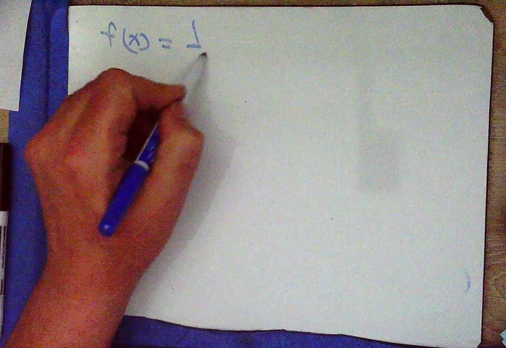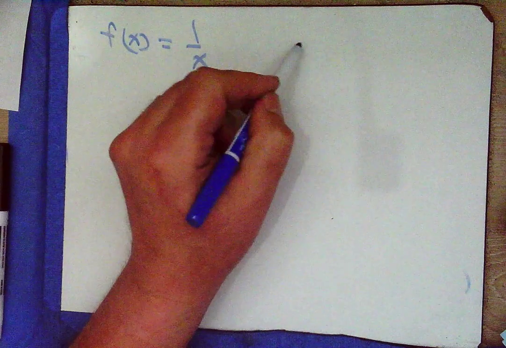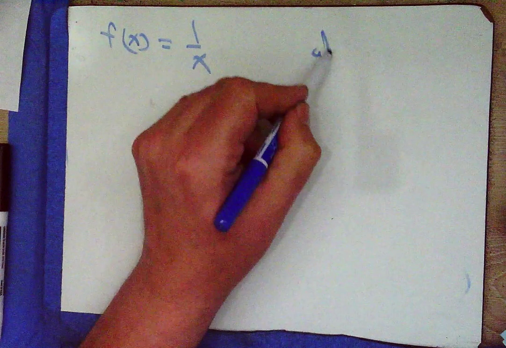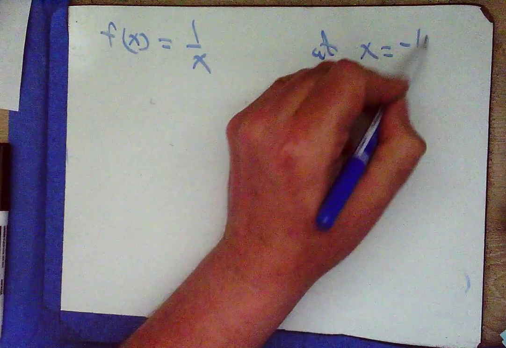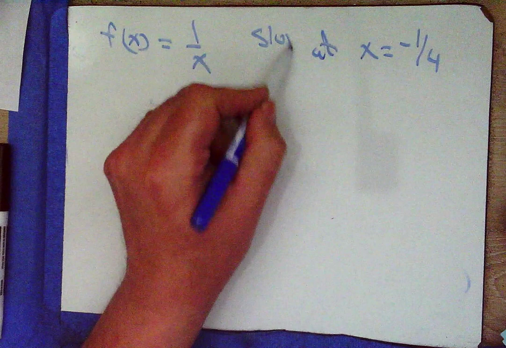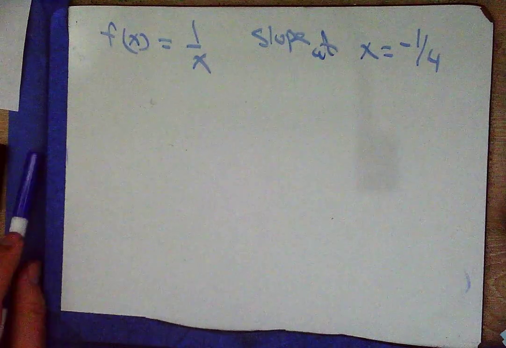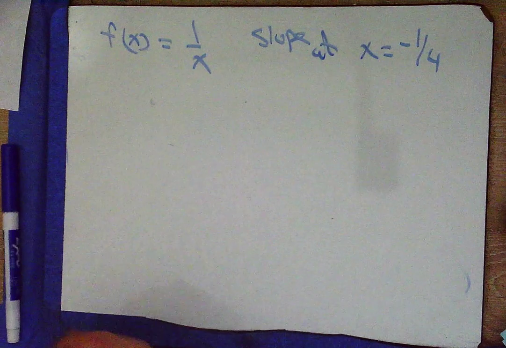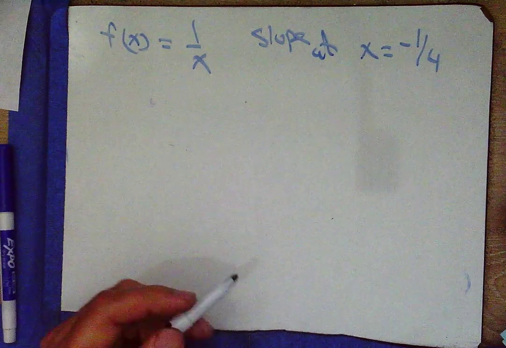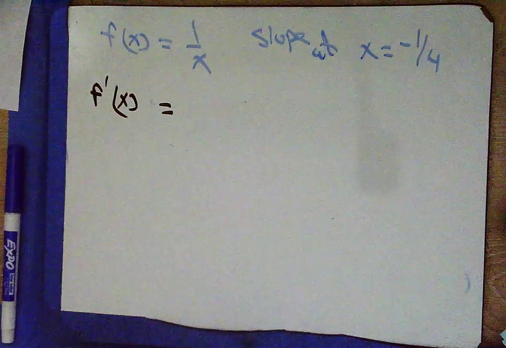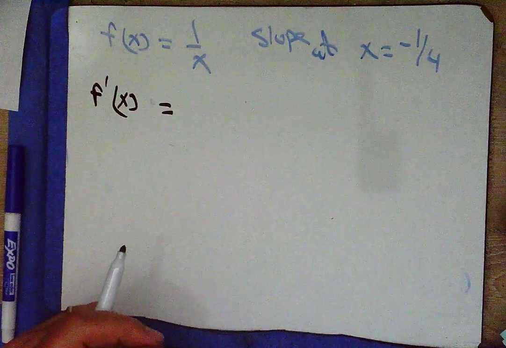So how about this one? What if f of x equals 1 over x? And what if I want to know the slope at x equals negative 1/4? I want to find the instantaneous rate of change. I want to find the slope at x equals 1/4. So, will you please find for me f prime of x using our limit definition of the derivative?